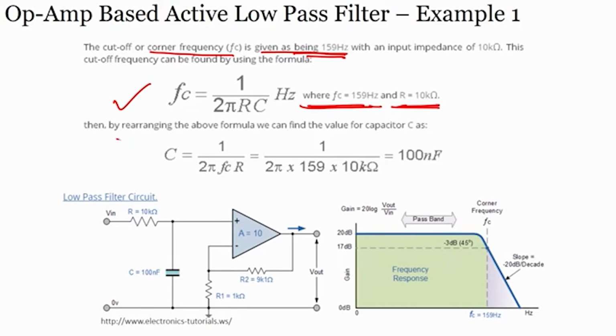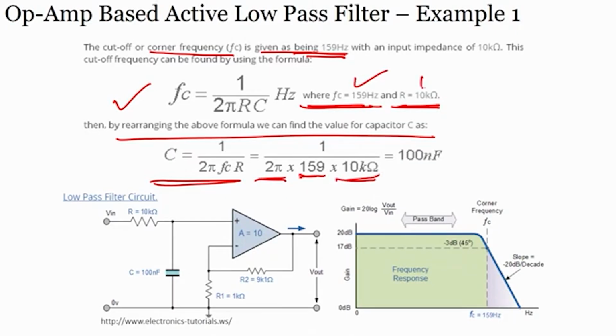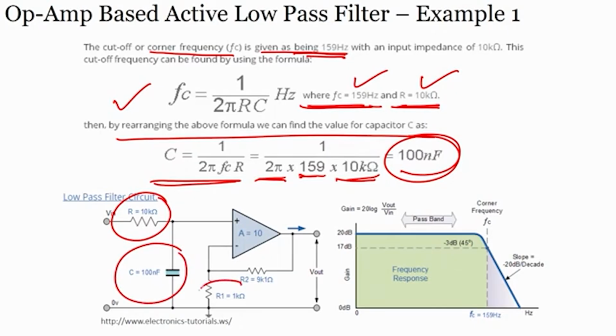Again, if we rearrange this, we can get C equals 1 upon 2 pi Fc R. If I put the values, 2 pi, Fc is 159, R is 10 kilo ohm, I get the value of C as 100 nanofarad. That means now I can design this circuit with R equals 10 kilo ohm, C equals 100 nanofarad, R1 equals 1 kilo ohm, R2 equals 9K 1 ohm. Why? Find it out. And we have to understand what V out is.